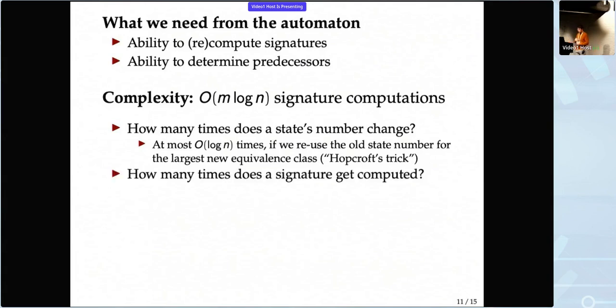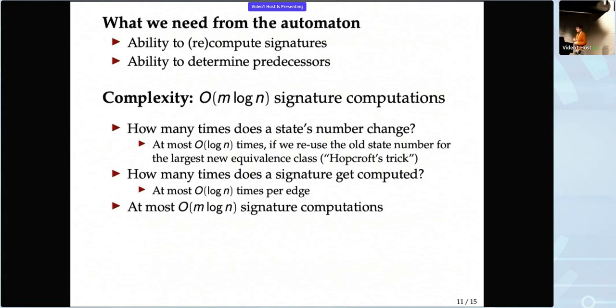And this is called Hopcroft's trick, and this is the basis of almost all efficient automaton minimization algorithms. So how many times does the signature get recomputed then? Well, it gets recomputed when the state number of one of its successors changes. So if that happens log n times, then the state number changes at most log n times per edge in the automaton. So that's why we get this many signature computations.